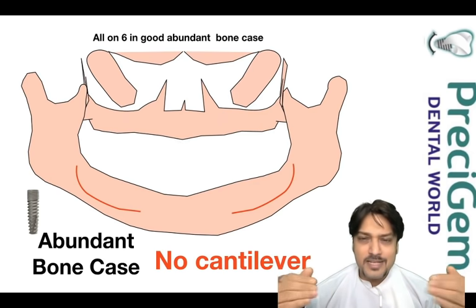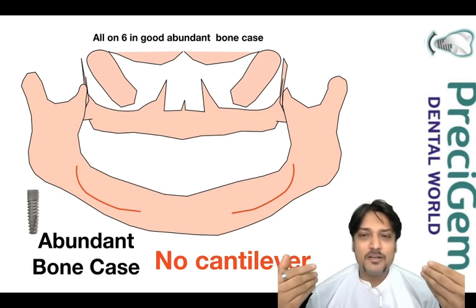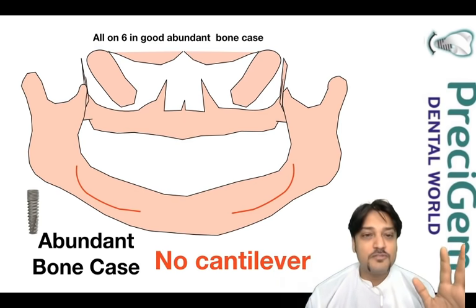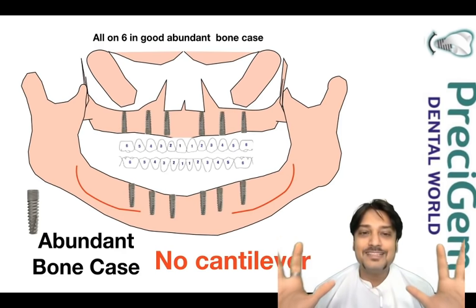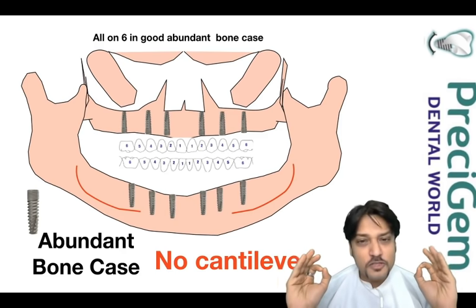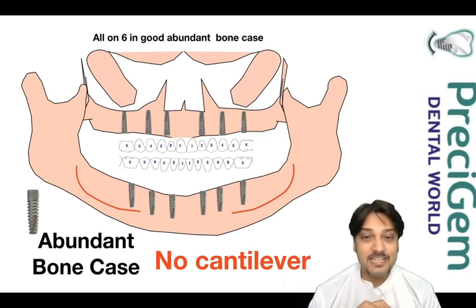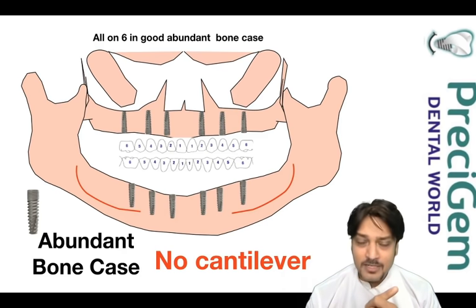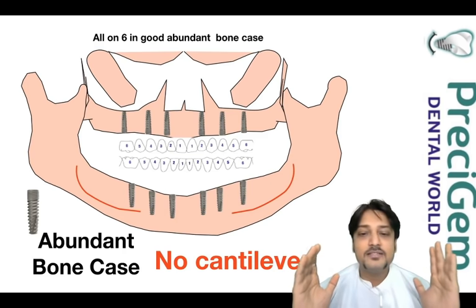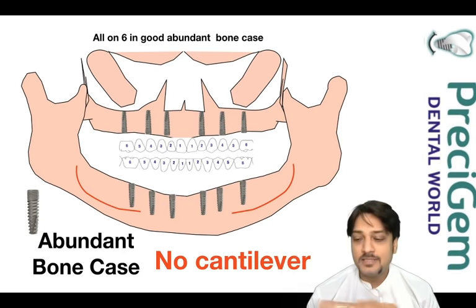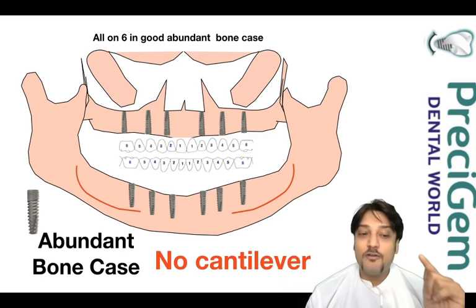When the sinus is little expanded in the region of 7 or 8, that is the second molar and third molar, the option left was placement of 6 implants, and on the 6 implants the dentist used to give you 12 teeth and there was no cantilever. In this situation there is absolutely no cantilever, so that's an advantage. In abundant bone, if you go ahead with all-on-6 with straight implants, there is no cantilever, so the cantilever can be avoided. That's one of the advantages of all-on-6. Now this is a case of abundant bone.